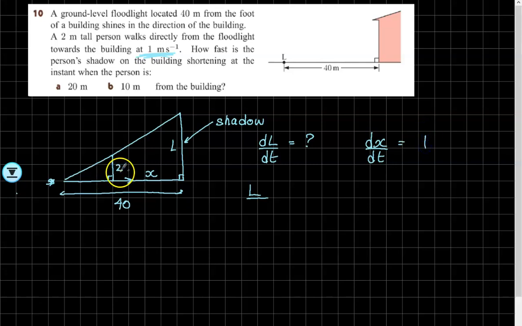Now when it's moving in, are we keeping that positive or negative? Because it's getting smaller, isn't it? Does that make sense? They're getting closer to the building, so the rate is decreasing. Anyway, here we go.